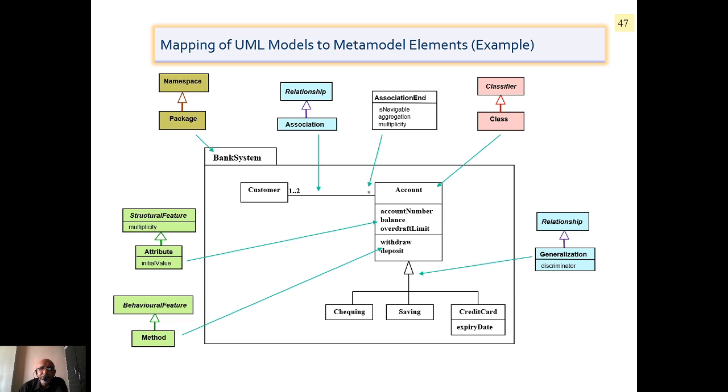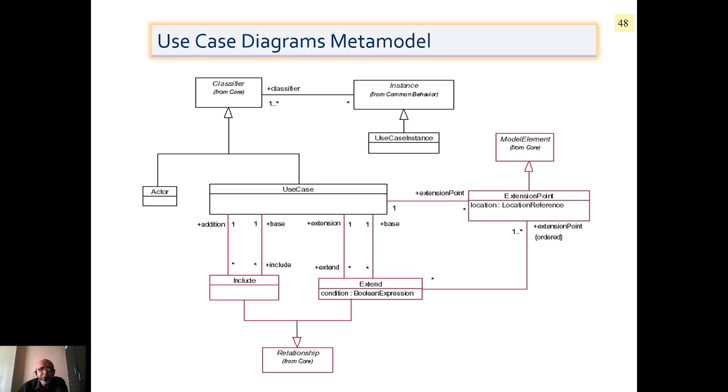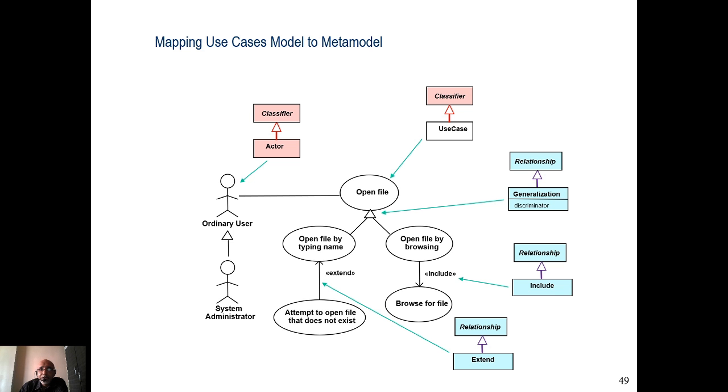This is one example of a class diagram, and a use case diagram. Here you can see use cases can have include and extend relationships. It can have instances. A use case itself is a classifier. Actor is also a classifier. You can have the stereotypes indicator, and the extension points are derived from model element core. This is a sample use case, a very bad example that I have brought for you.